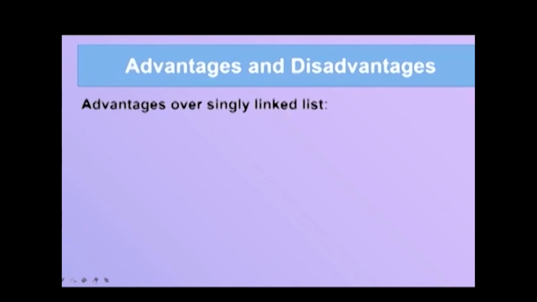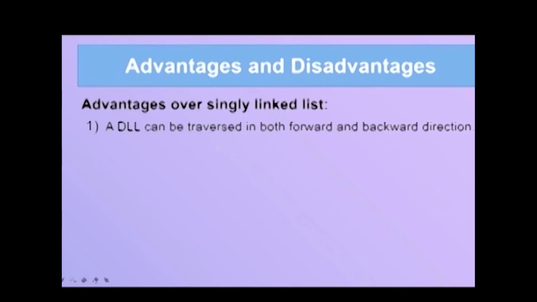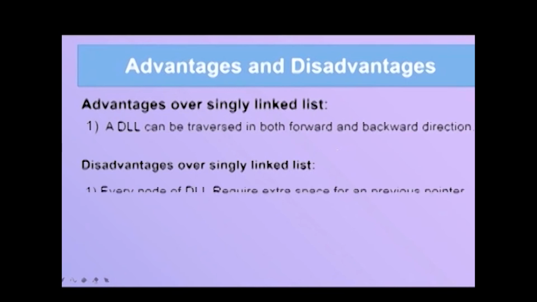Advantages and disadvantages of a doubly linked list over a singly linked list. A doubly linked list can be traversed in both forward and backward direction. So this is an advantage. When we need to traverse in the forward direction, we can, and when we need to traverse in the backward direction, we can do that also. What we can't do in a singly linked list, right? Then disadvantages over a singly linked list.